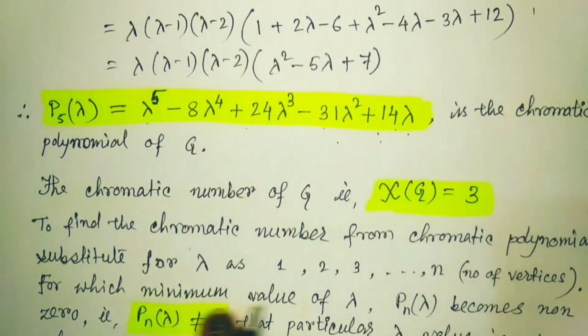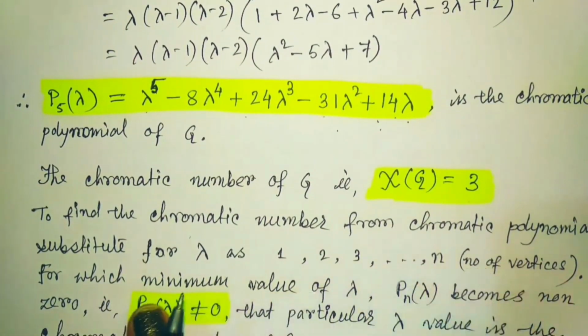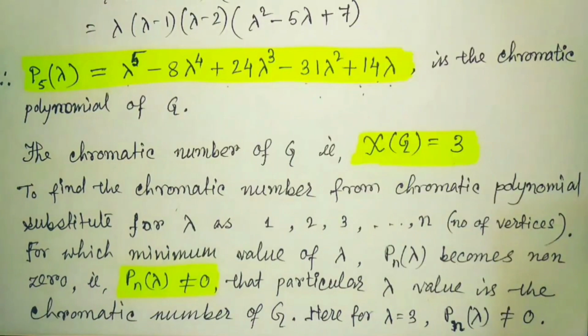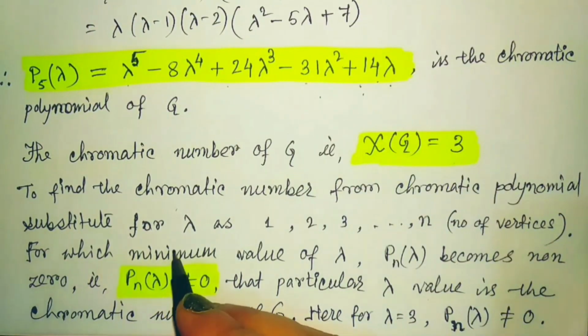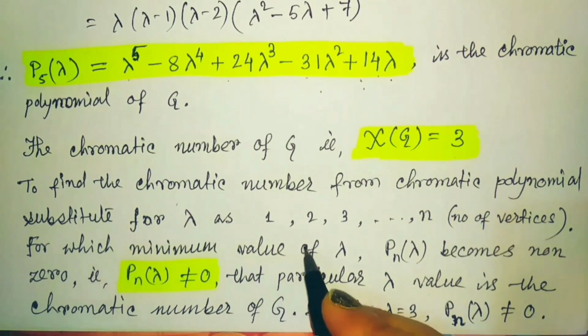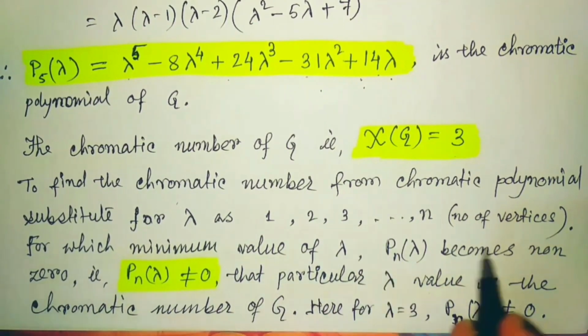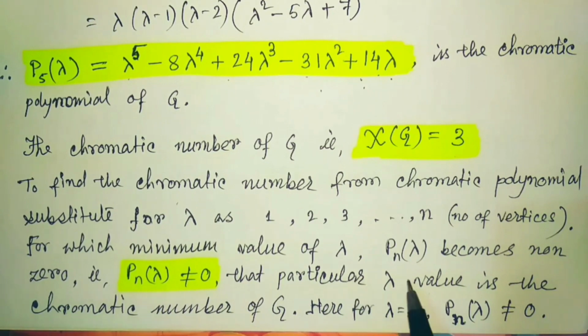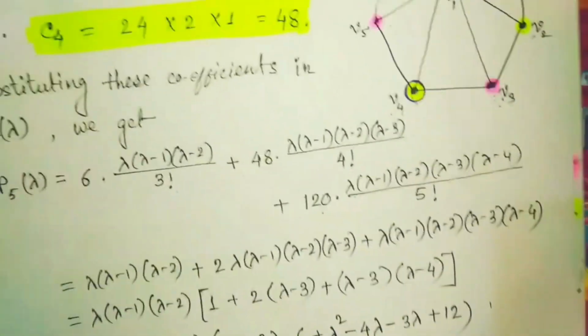So now, to find the chromatic number from the chromatic polynomial, substitute lambda as 1, 2, 3, and we will find the chromatic number. For which minimum value of lambda P(lambda) becomes non-zero, that is P(lambda) is not equal to 0, that particular lambda value is the chromatic number of G. Here for lambda equal to 3, we find this is non-zero, hence the chromatic number is 3 here.